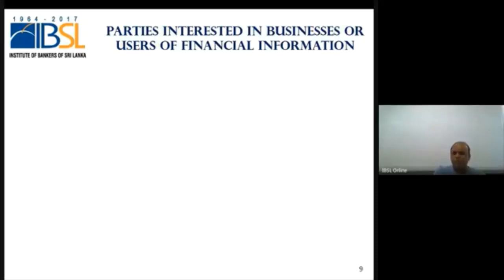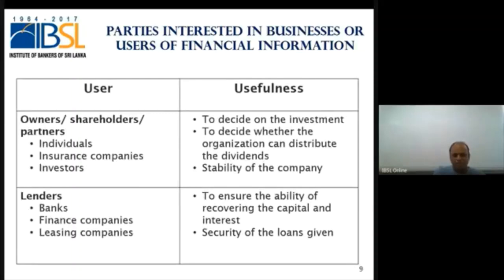Now let us look at who these users of financial information are. To start off, as I told you, the first category would be the owners, the shareholders, or the partners. So who are these people? The people who have put money into a business to run it. And why is it necessary for these people to know the financial information of the company? That is the usefulness. Here we say it is to decide on the investment.